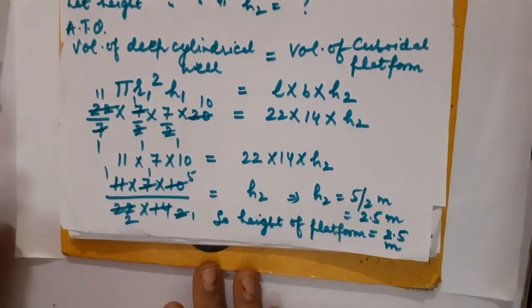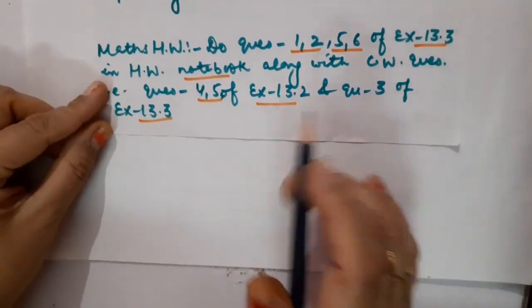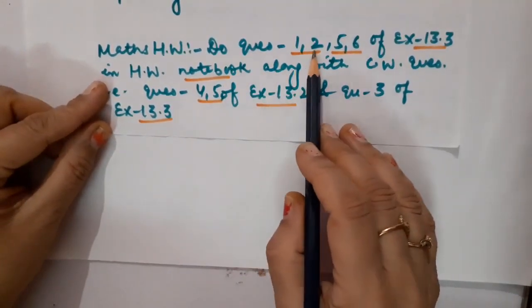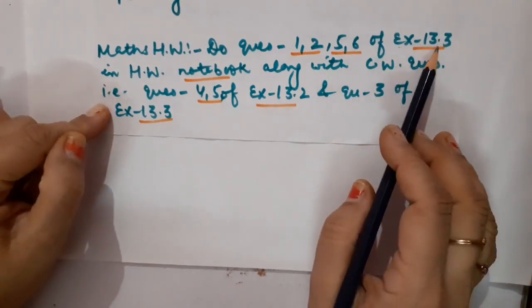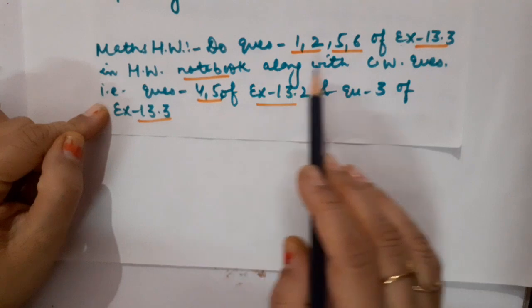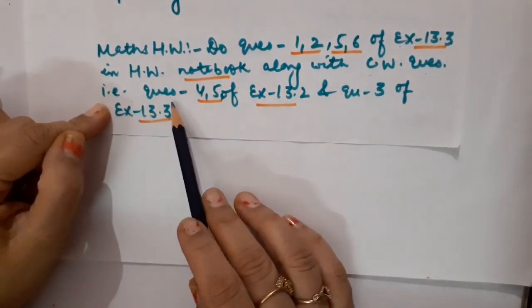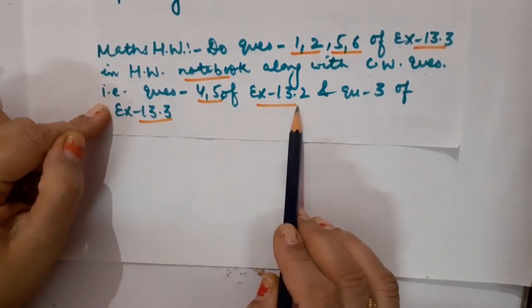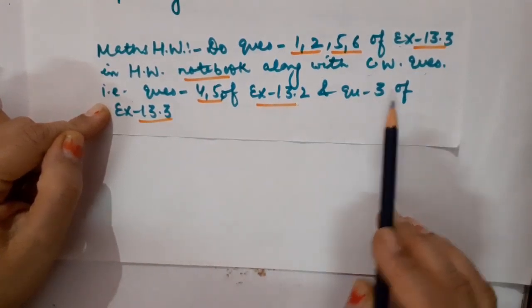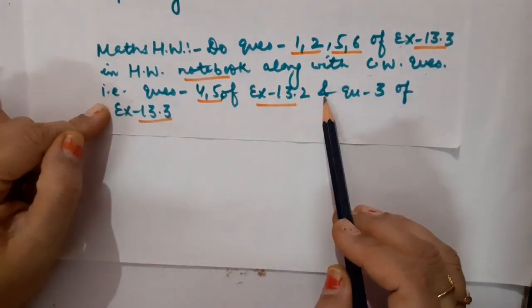Now this is the time to get your mathematics homework. So children, your maths homework is to do questions 1, 2, 5 and 6 of exercise 13.3 in the homework notebook along with the classwork questions. What are the classwork questions? Questions number 4 and 5 of exercise 13.2 and question number 3 of 13.3. All these questions, children, you are supposed to do in your mathematics homework notebook.